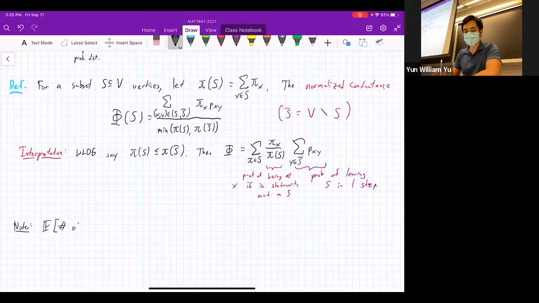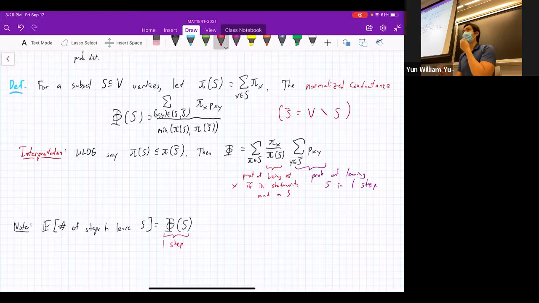So the expected number of steps to leave S, well, what's the probability that you're going to leave S in one step? Or have I lost all of you? It's going to be phi, because we have all different nodes in S, and phi is sort of combining all that together. So the probability that you leave in one step is just phi of S. So this is one step. What's the probability that you'll leave in exactly two steps?